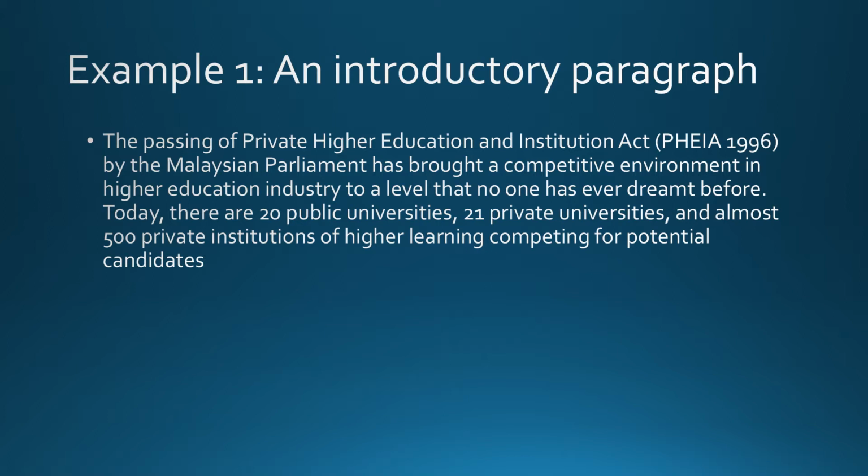Example 1, an introductory paragraph. The passing of the Private Higher Education Institution Act, PHEIA 1996, by the Malaysian Parliament has brought a competitive environment in the higher education industry to a level that no one has ever dreamt before. Today, there are 20 public universities, 21 private universities, and almost 500 private institutions of higher learning competing for potential candidates.